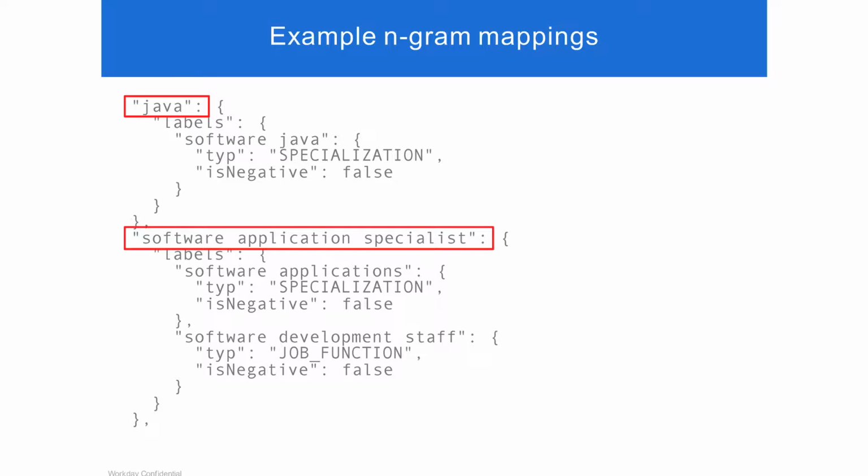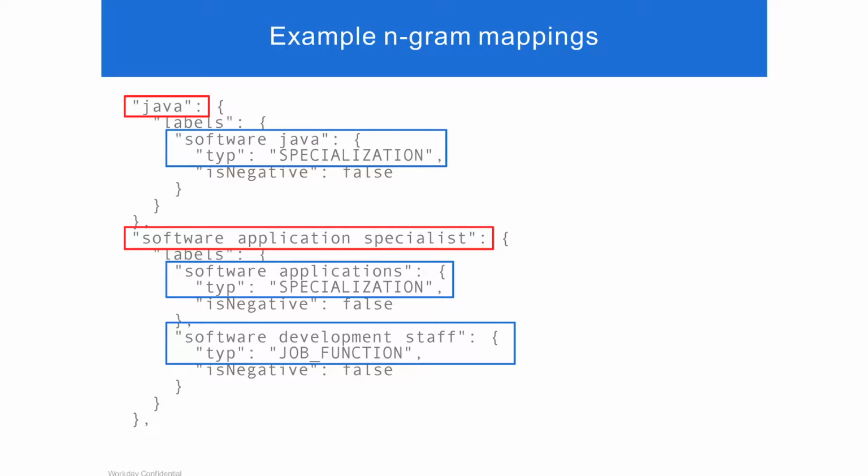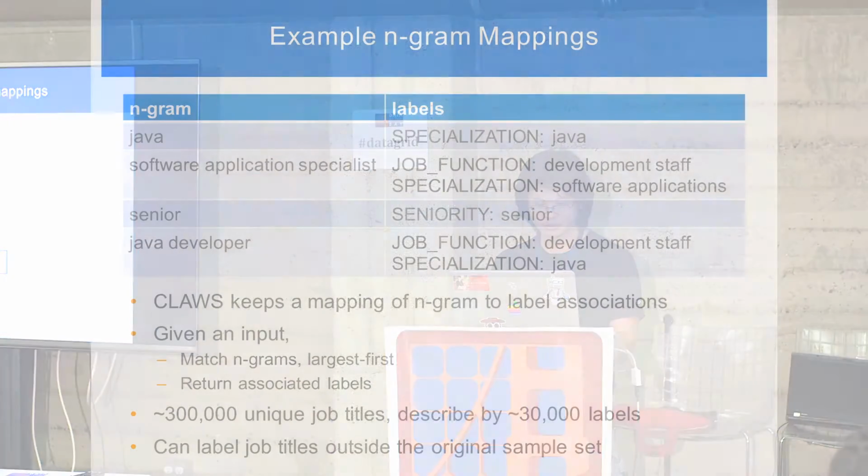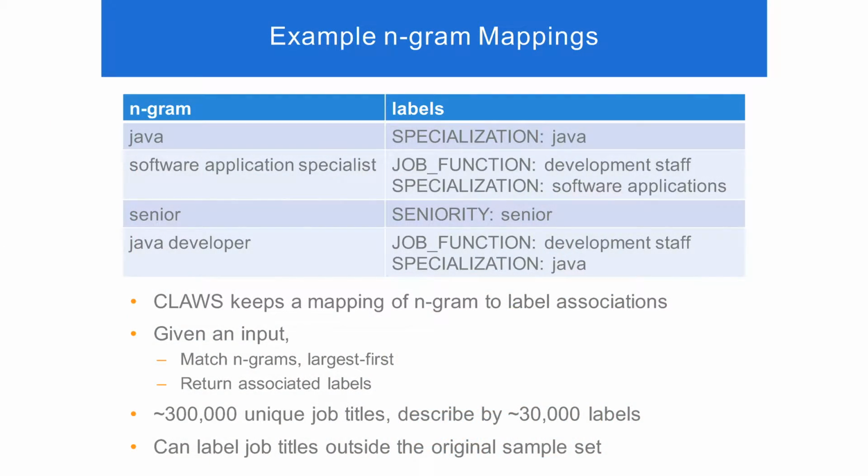So Java is an ngram, and software application specialist is another ngram. And the labels are down here. So here this says that Java tells us that your specialization is software Java. Software application specialist tells your specialization is software applications, and your job function is software development staff. It's kind of hard to read in this form, so I've summarized it in a little table. So here are some example ngrams and example labels.